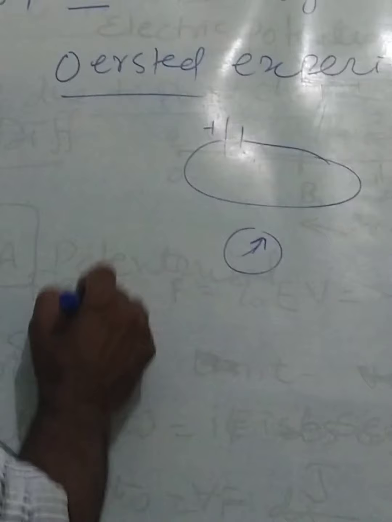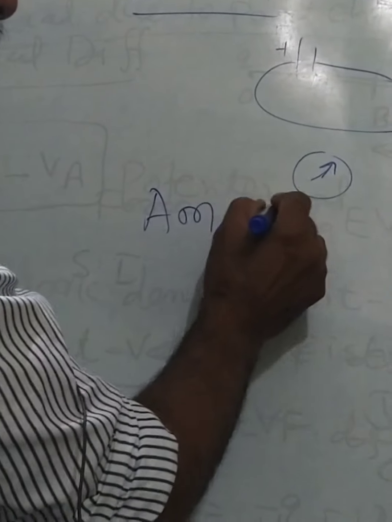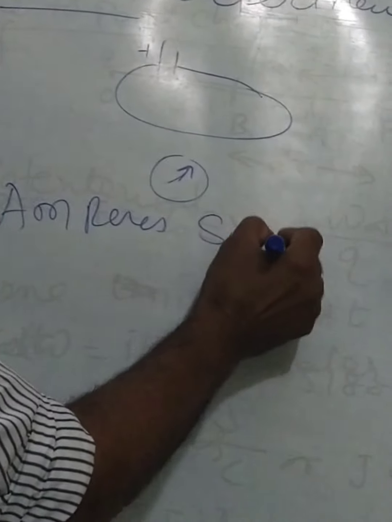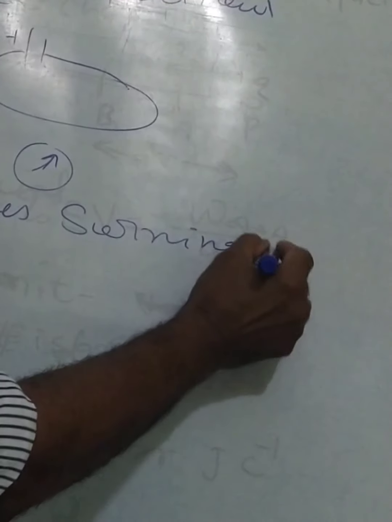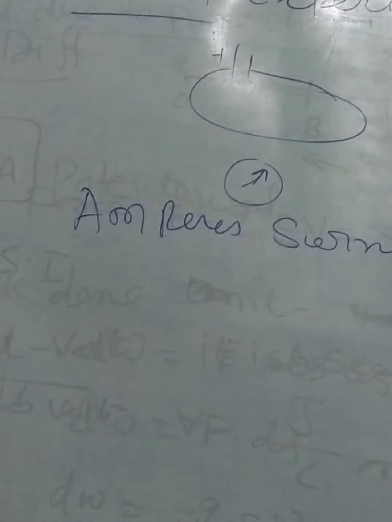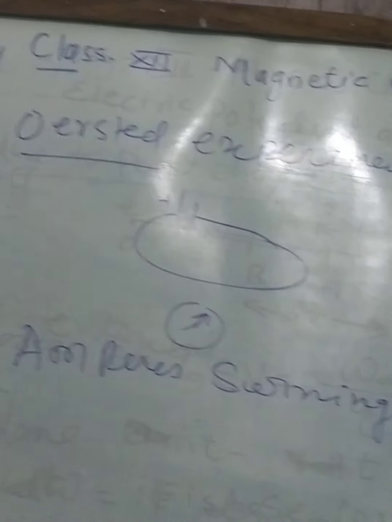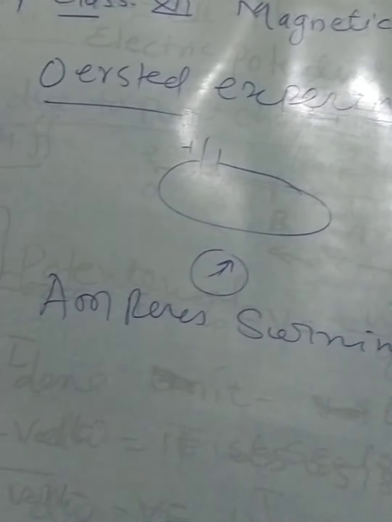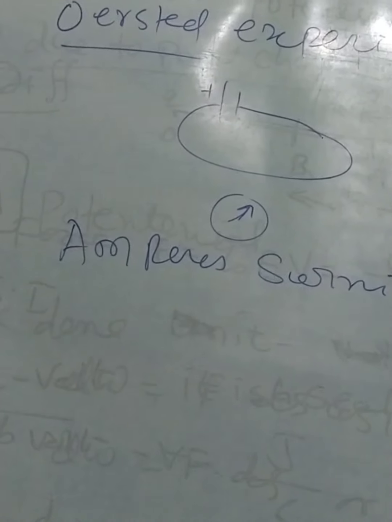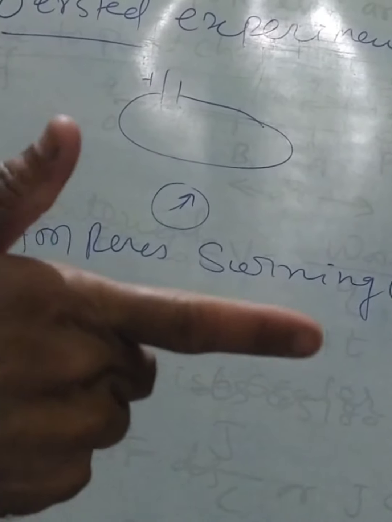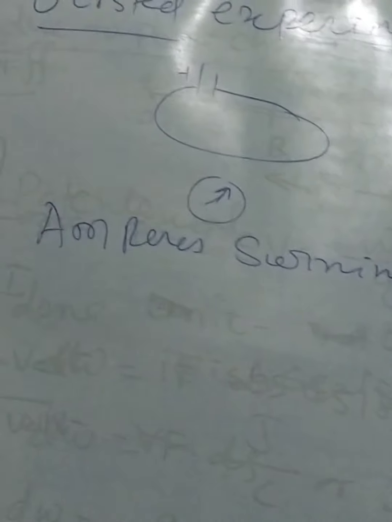Ampere has also given the swimming law. This you have studied in the 10th class. Then there are rules for finding the direction of the magnetic effect. Fleming has given the right hand rule. If you stretch your right hand like this, your fingers and thumb are mutually perpendicular to each other.